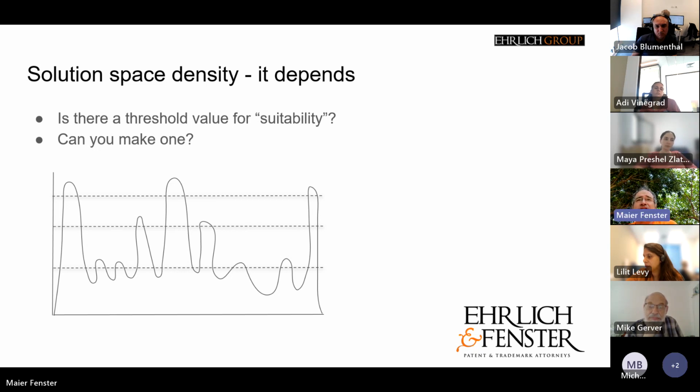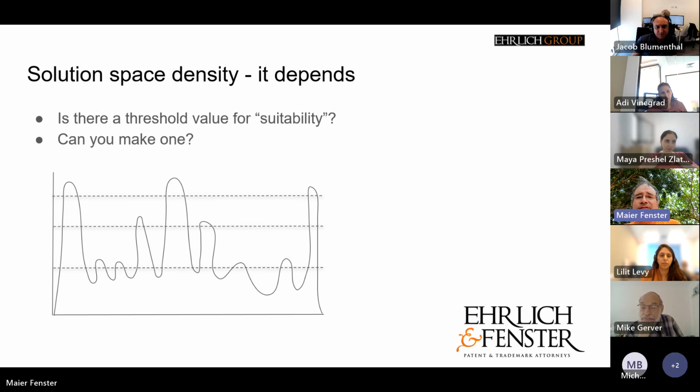Now, I mentioned solution space density, but what does density mean? Imagine that the y-axis is value and the x-axis is solutions. Each one of these three dotted lines is what we can call suitability. If we go back a few thousand years, having fresh bread every day is a suitable solution. In the 21st century, if you can't have a delivery of 5 different kinds of food within 25 minutes, it's not a suitable solution for eating.